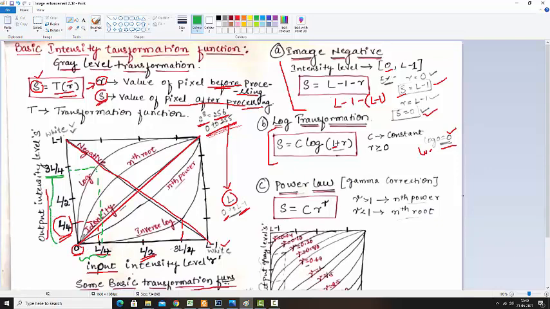That means contrast has been changed. Whatever the black value representation was, it is now being represented with a greater value. So this is a transformation which is called log. We have a simple log, and we also have an inverse log. So what happens to this inverse log? Inverse means the inverse thing will happen.